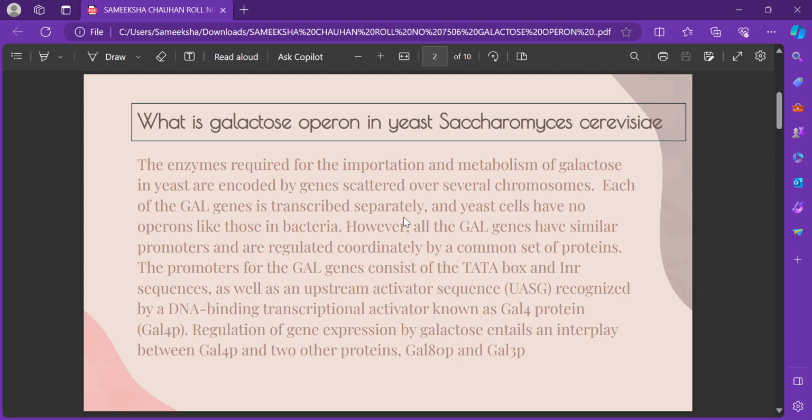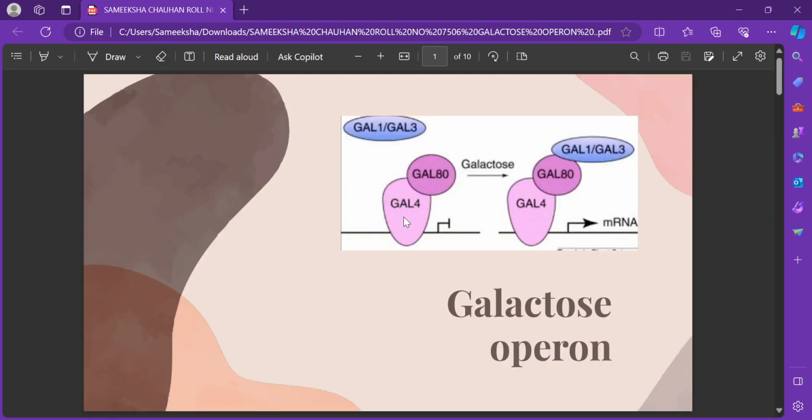We have important players here called GAL genes, TATA box, which is our promoter, INR sequences, and upstream activator sequence. Upstream activator sequence is an enhancer sequence which is recognized by our main player, which is a DNA binding transcriptional activator, that is our GAL4 protein. Now, the genes that I have mentioned over here in the image encode for the respective protein. GAL3 encodes for GAL3 protein and the other respectively.